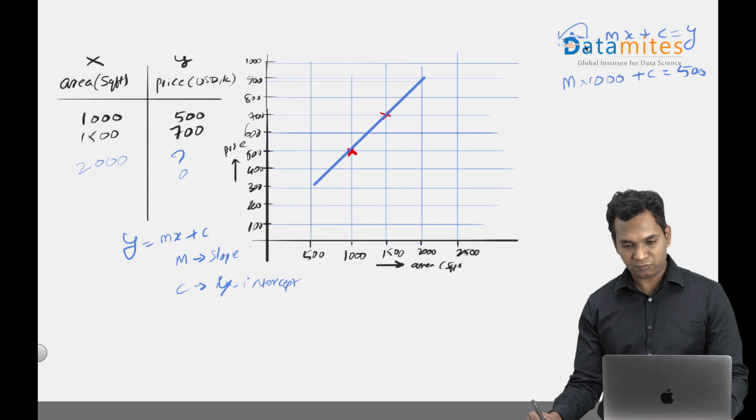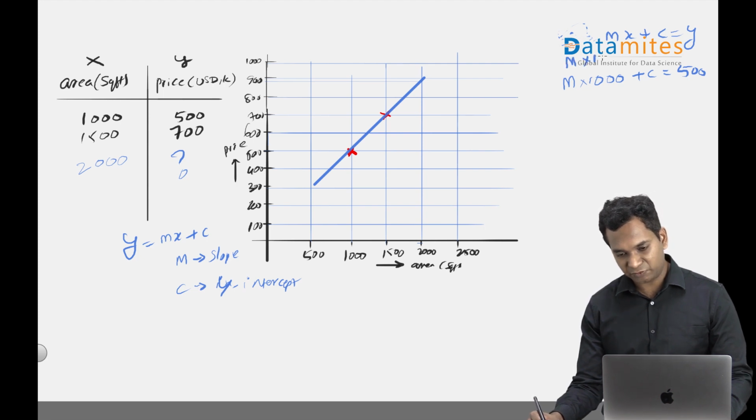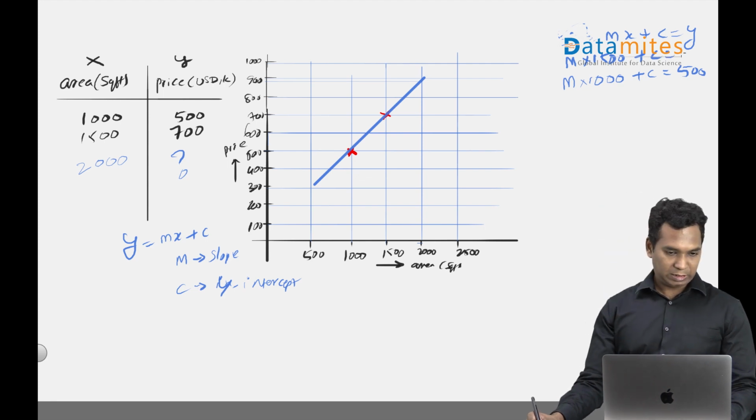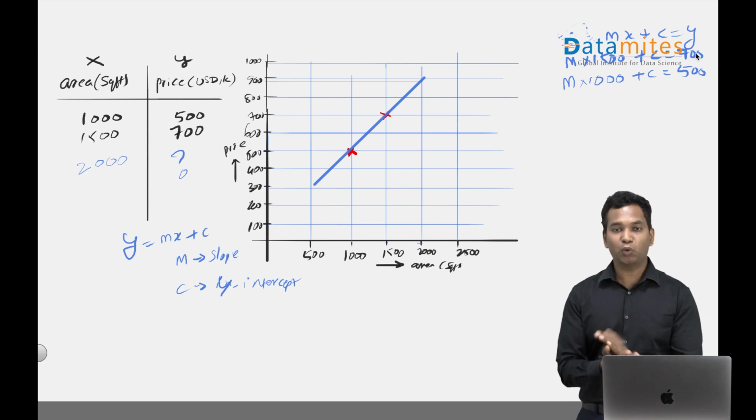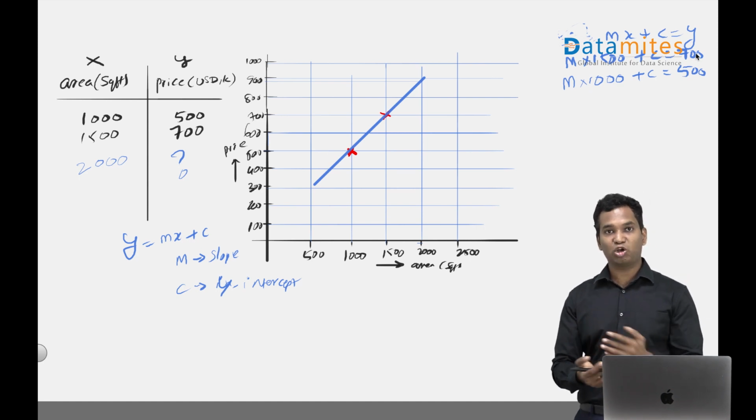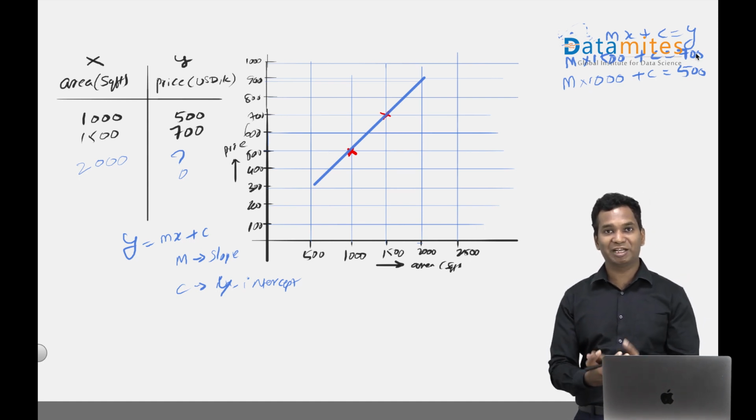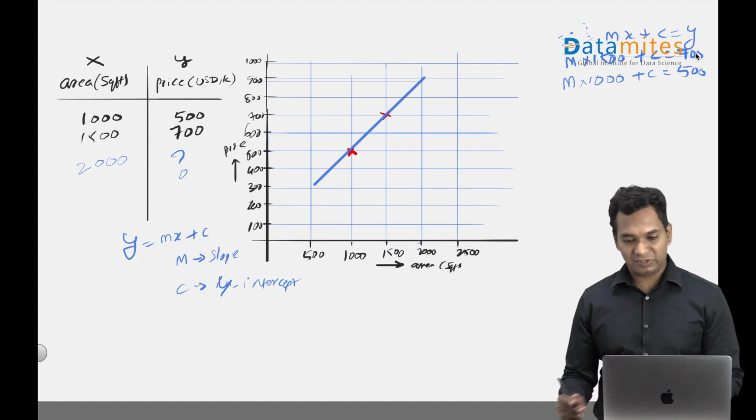Just rubbing this off, make a little space. Okay, and then the second one is 1,500 square feet plus c is equal to 700. So it looks familiar. We have two unknowns and two equations. So we can solve this, isn't it? It's a simultaneous equation. Again, high school mathematics.